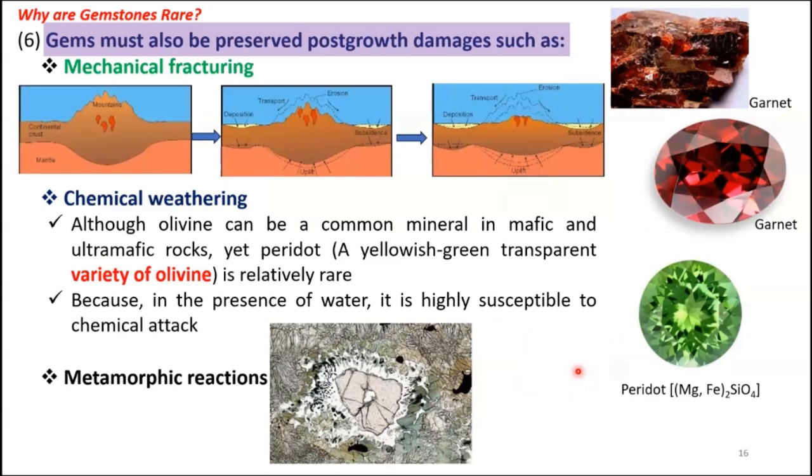So these are some other conditions. Just assume that after mixing of the relevant ingredients, the particular rock reaches the optimum pressure temperature condition for formation of one gem mineral. But after its formation, this particular mineral should be preserved from post-growth damage. Post-growth damage means, for example, this is garnet, a beautiful cut and polished garnet.